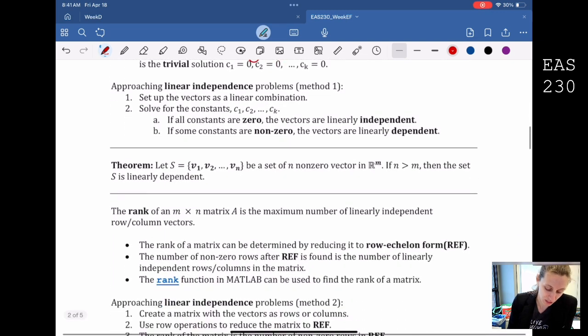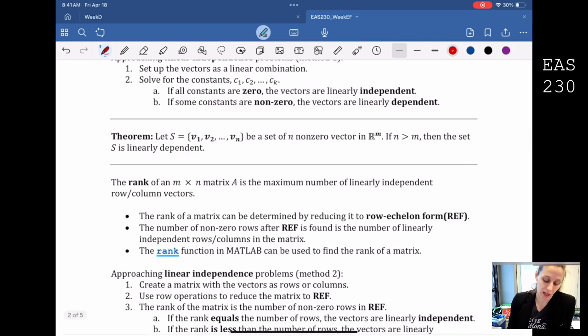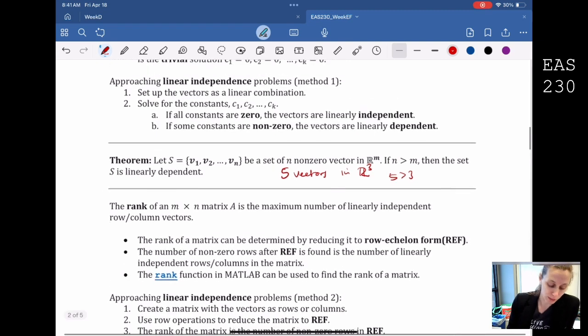And we also introduced this theorem that says that if we have more vectors than the space they live in, so if we have 5 vectors in R3, they are automatically linearly dependent. So 5 is greater than 3. So that's our first method.